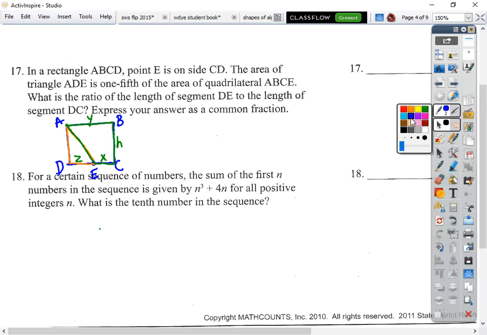So let's set it up. Our triangle, we know the area of a triangle is the base times the height divided by 2. So for this triangle, I have the base times the height divided by 2. Well, we know that that is 1/5 the size of our quadrilateral. And to figure out the area of a trapezoid like that, quadrilateral like that, we know that it's X plus Y, so base 1 plus base 2, times our height, and that's all divided by 2. Okay.